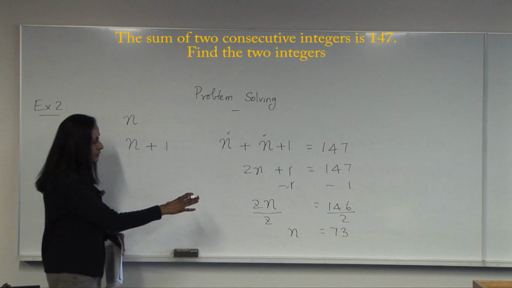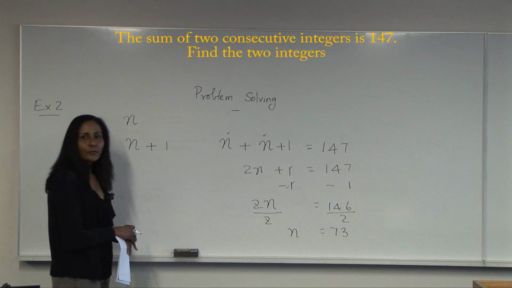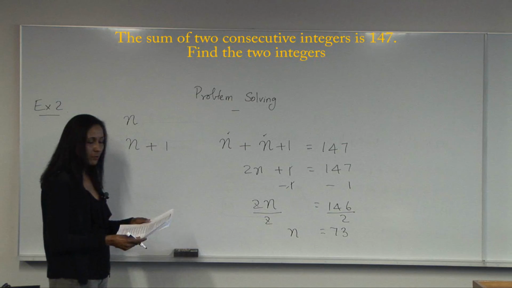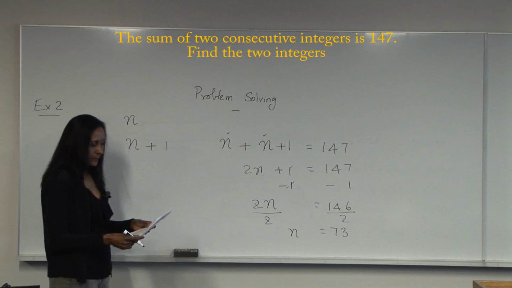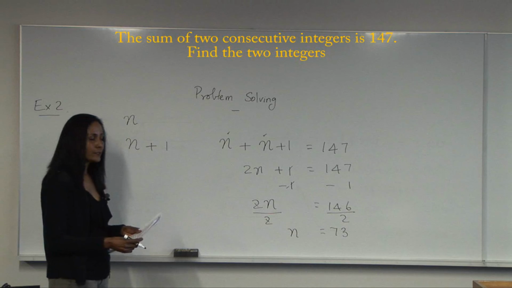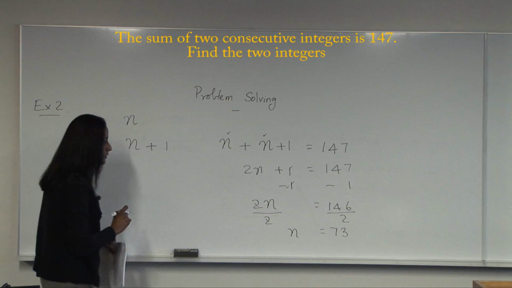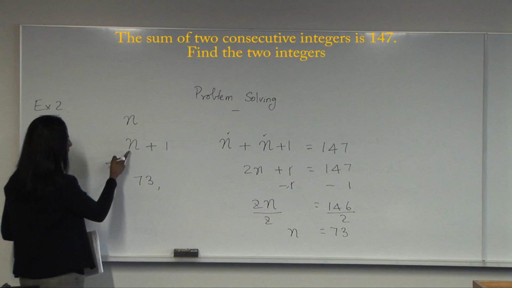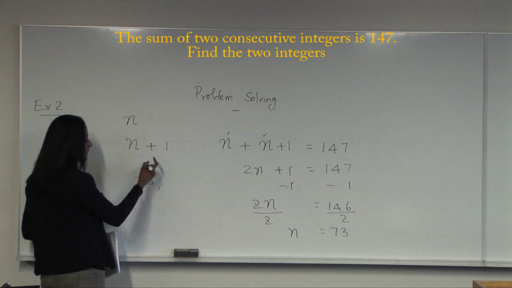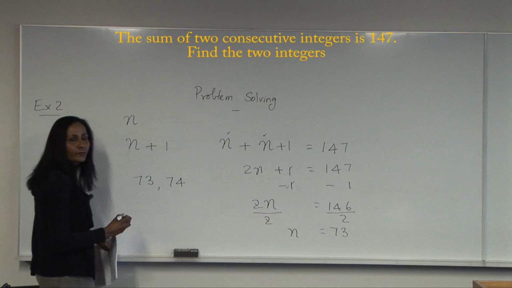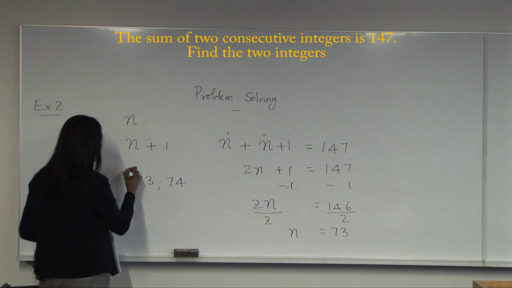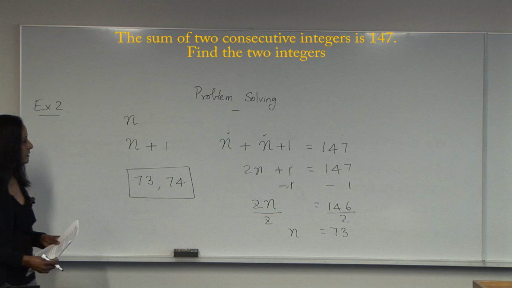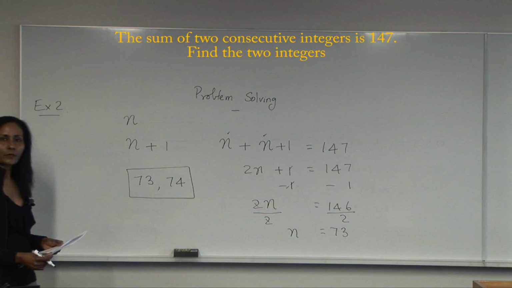Like I always say, previously said, don't stop here. Don't circle this one and say that that's your answer. Go back to the problem and read the question again. So here the question is, find the 2 integers. So we have to give your answer. 73 is 1 integer, right? And the other one is going to be 74. That's your answer. The 2 integers are 73 and 74. So that's the solution for this problem.